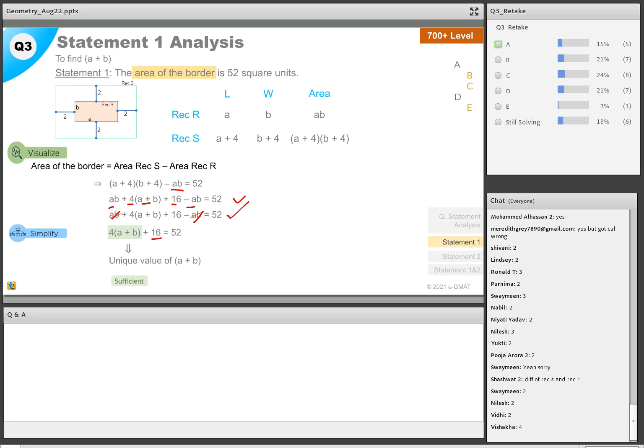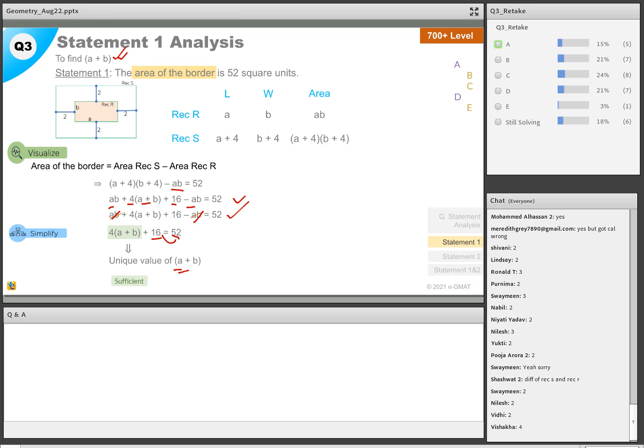So you take 16 over here. You get 4 times of A plus B to be some number. You have the unique value of A plus B. The moment we have the unique value of A plus B, remember we had this in our statement only. Any statement that gives us the value of A plus B is a sufficient statement, right? The moment we find out that we get the value of A plus B, statement 1 becomes sufficient.